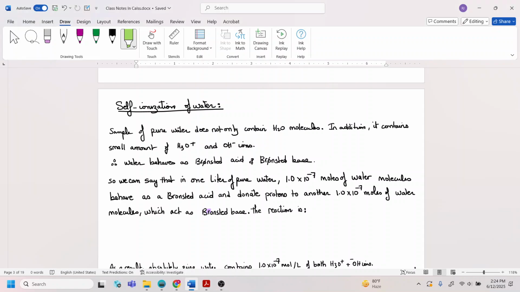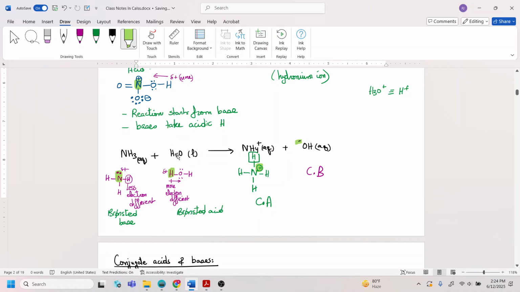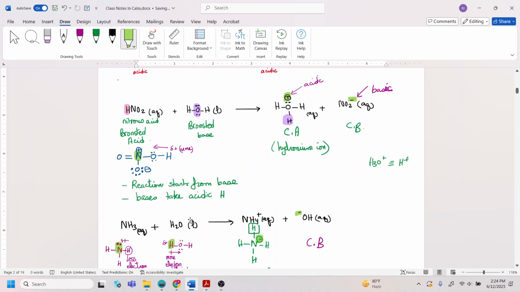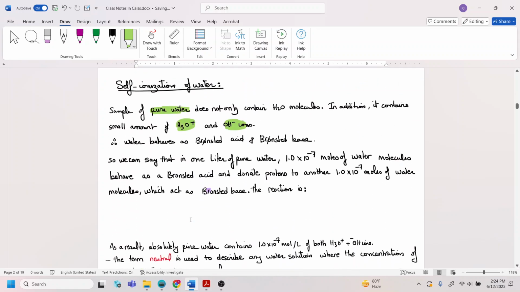When it comes to pure water, it does not only contain water molecules. It does contain some H+ ions and it contains OH- ions. This is why water can behave as a Bronsted acid or a Bronsted base. See in the examples up there, we gave an example where water behaves as a Bronsted acid because it is reacting with a base. And here, water behaves as a Bronsted base because it was reacting with an acid. So water has a double role, either an acid or a base.